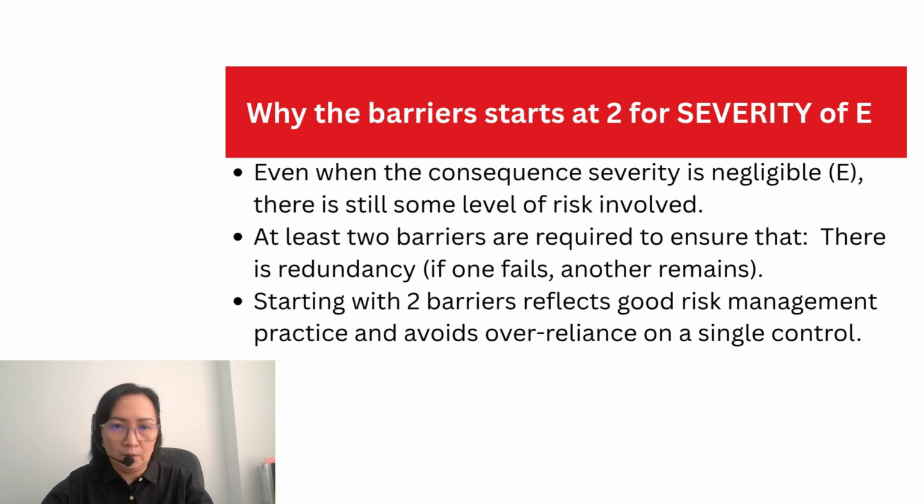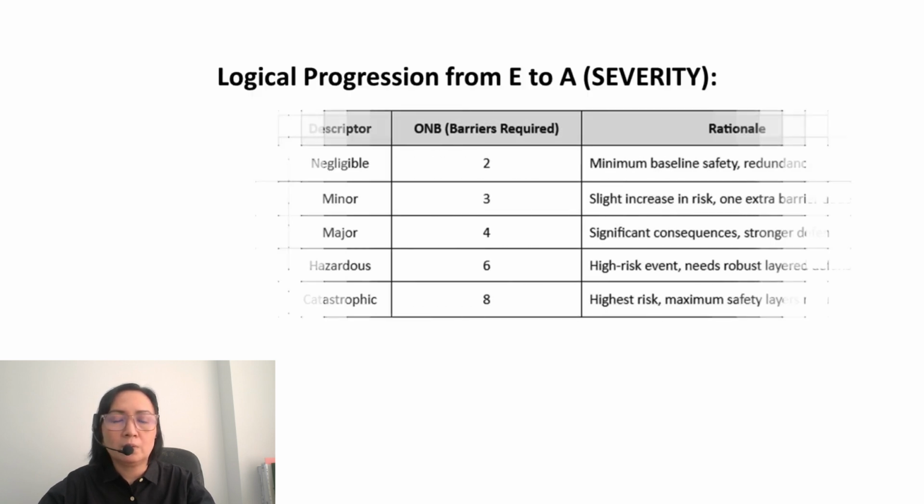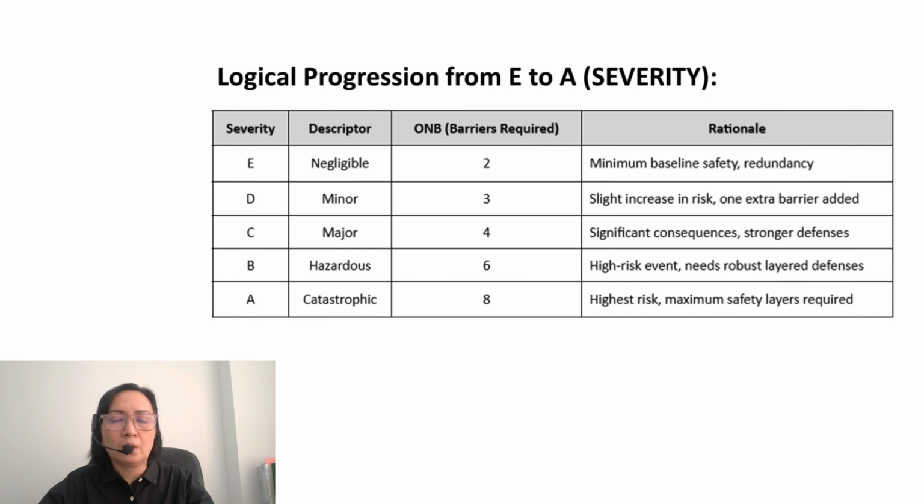Even when the consequence severity is negligible, E, there is still some level of risk involved. At least 2 barriers are required to ensure that there is redundancy. If one fails, another remains. Starting with 2 barriers reflects good risk management practice and avoids over-reliance on a single control, especially in aviation. So here is the logical progression from E to A severity.